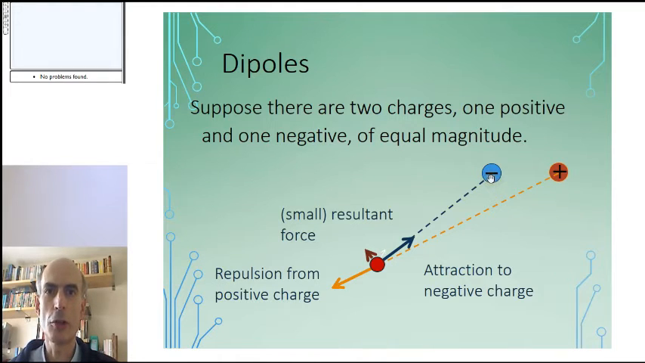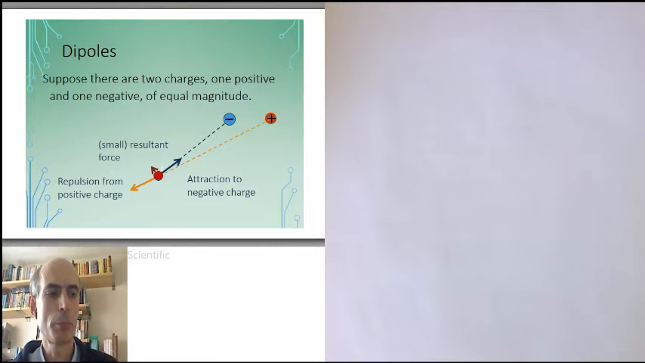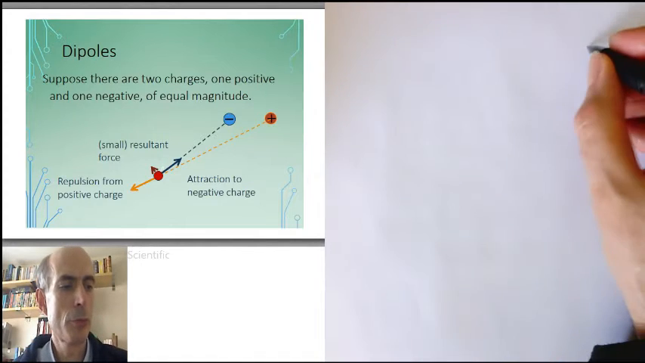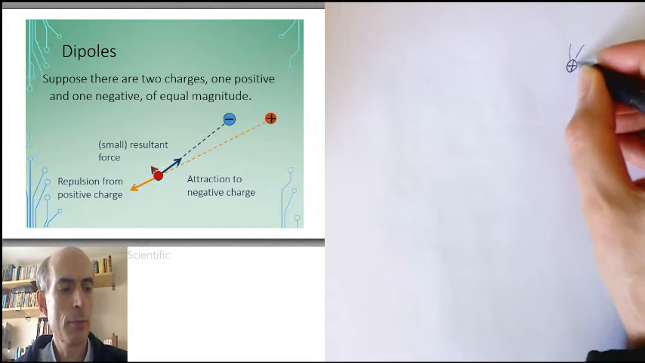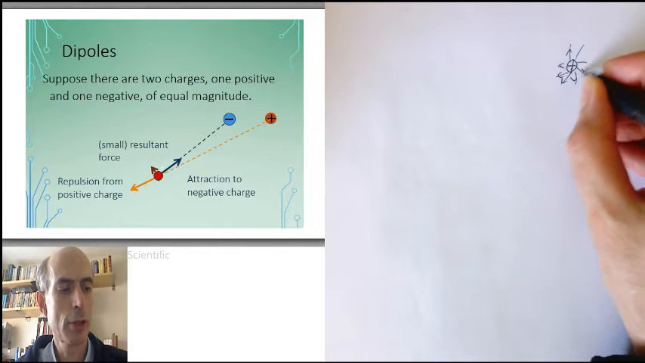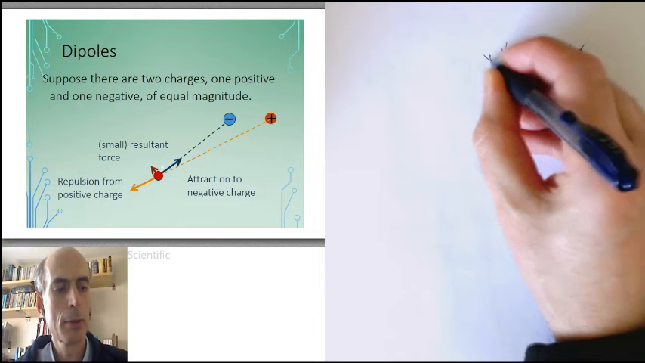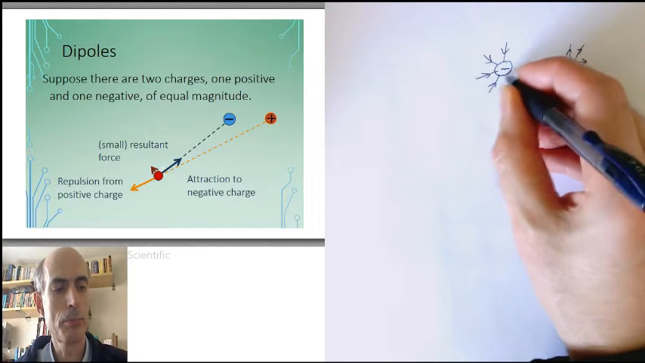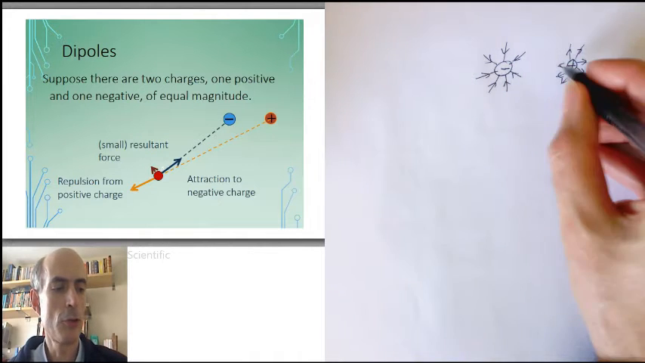They are equal charges. It's just that one of them is a positive charge and one of them is a negative charge. There are going to be flux lines, therefore, that emerge from the positive charge and flux lines which go into the negative charge, because negative charges attract unit charges and positive charges repel unit charges.